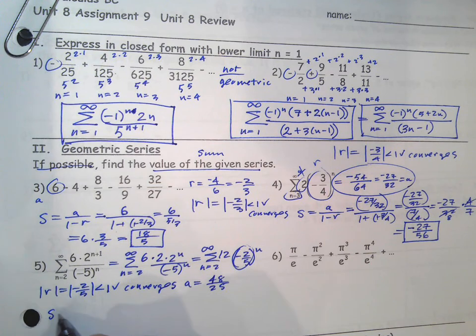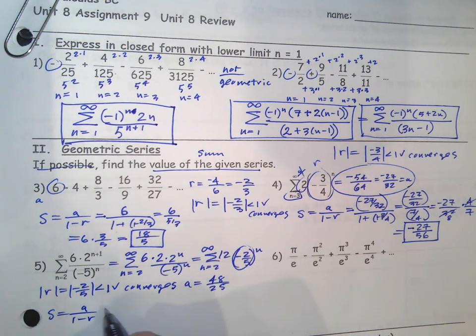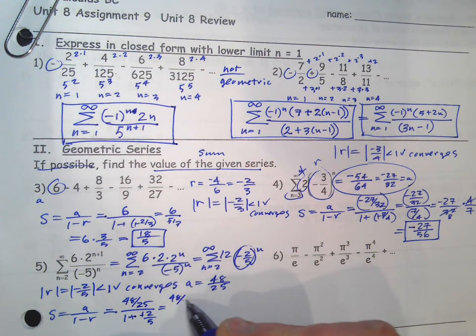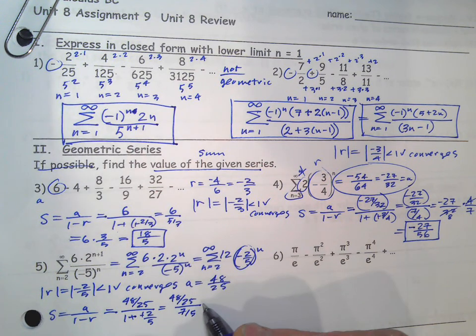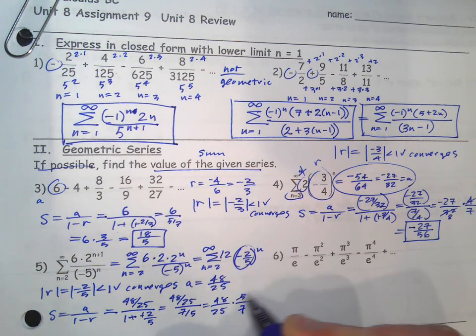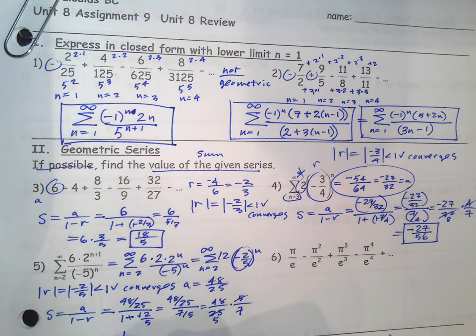So then the sum equals A over 1 minus R. 48/25 over 1 minus negative 2/5. Be careful with the negative. Minus the negative, it becomes a positive. So 48 over 25 over 7/5. 48 over 25 times 5 over 7. So we're going to get 48 over 35. All right. Looks good. Okay.